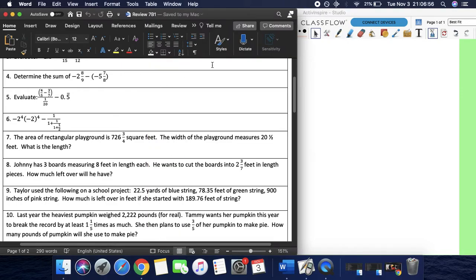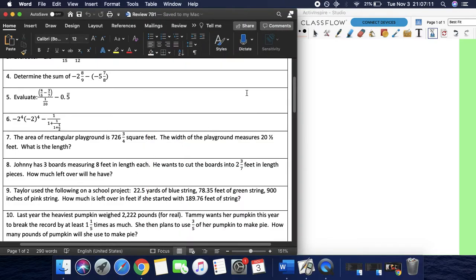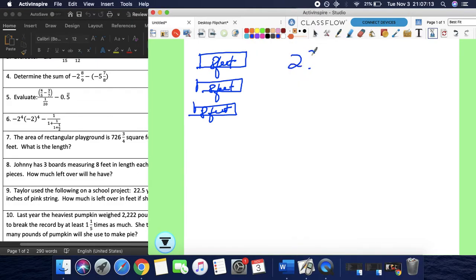So Johnny has 3 boards measuring 8 feet. So this measures 8 feet. This measures 8 feet. This measures 8 feet. And he's going to cut them in pieces of 2 3/7. How much leftover will he have?